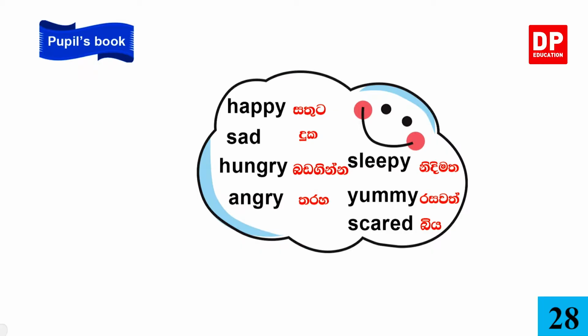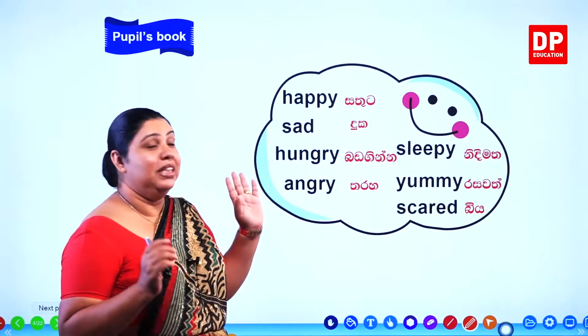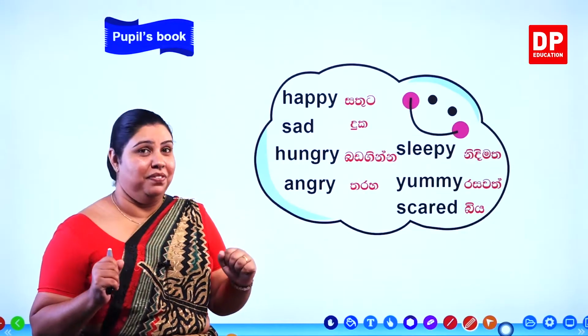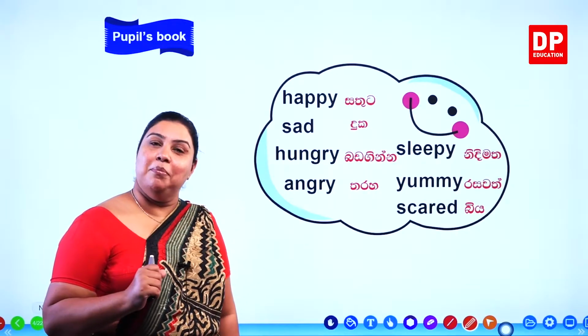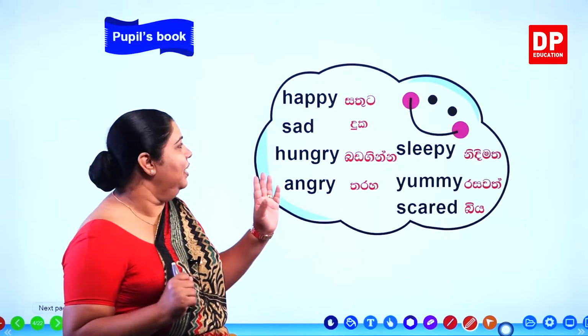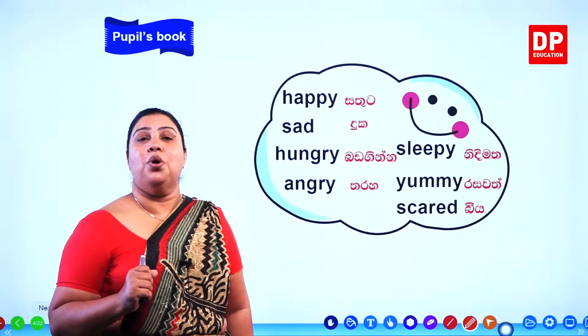Now this is from your pupils book. Your happy cloud always comes from the pupils book. And here we are going to talk about these special words that we will learn in our lesson number 1 today. These are the emotions that we are going to talk about.